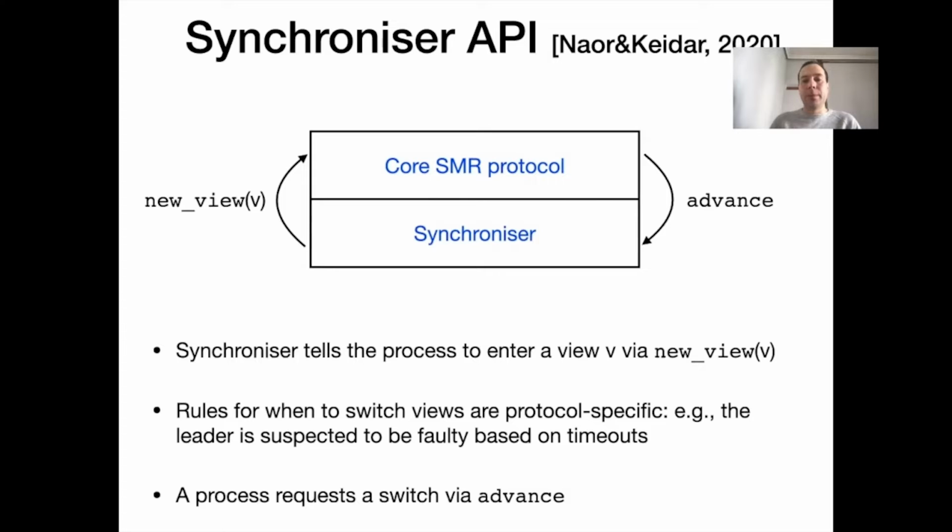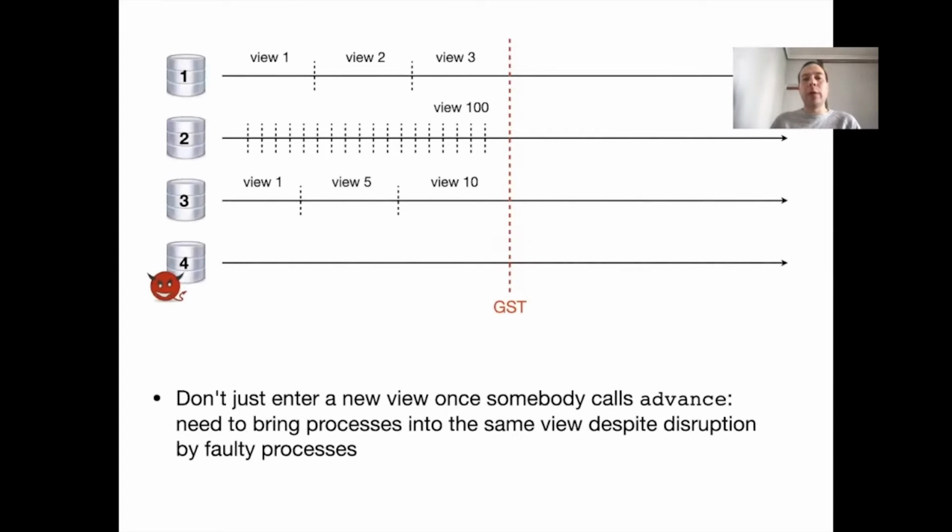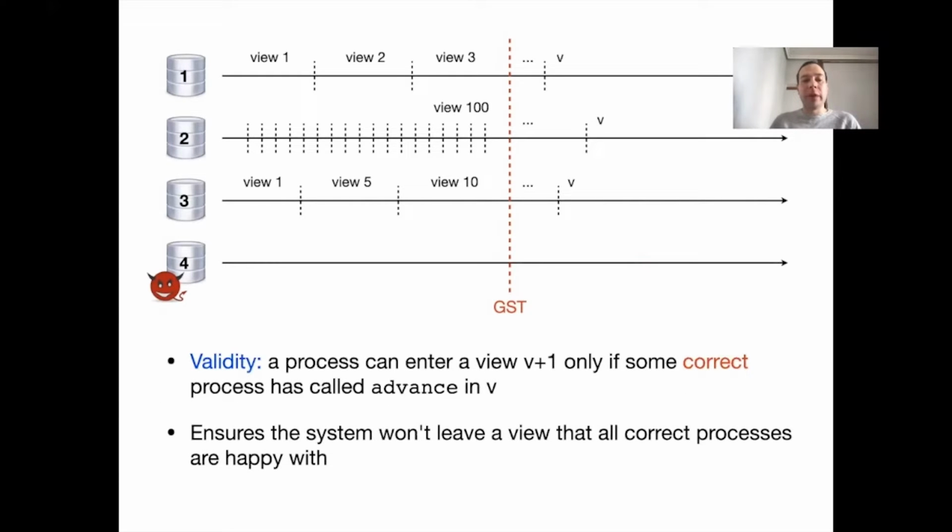And so for this reason, the synchronizer allows processes to use an advance downcall that suggests it to switch views. Now, the next question is what kind of guarantees this API should provide. And the guarantees are somewhat subtle because remember that we have to deal with this messy situation where at GST processes may be in completely different views. And now we have to bring them all together despite possible disruption by faulty processes. And so the guarantees are defined by three properties, which I'm going to present now.